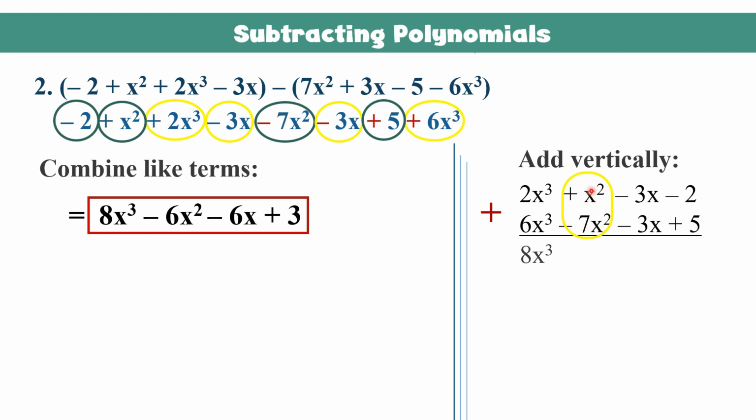You have to subtract, and you will get negative 6x squared because x squared has the coefficient of 1 that we do not see. And then negative 3x plus negative 3x, both of them are negative. You have to add them. So you'll have negative 6x. And negative 2 plus 5, different sign. So you have to subtract. You'll get positive 3. So the answer is similar to this one.